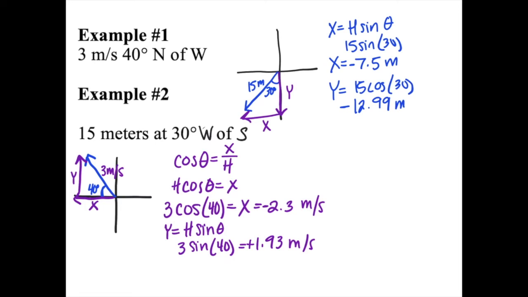So the big takeaways here is just remember you're not always going to use cosine for x or sine for x. It depends on how your triangle is oriented. So that's why it's important to sketch it out so you know which one to use, right? And also make sure you include those negatives when it's going west or going south.